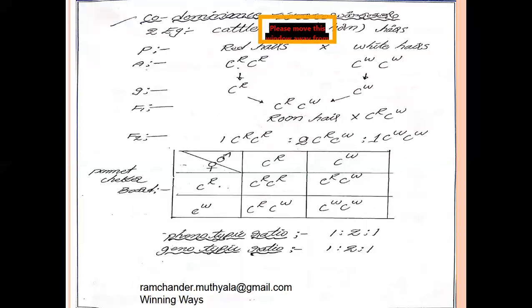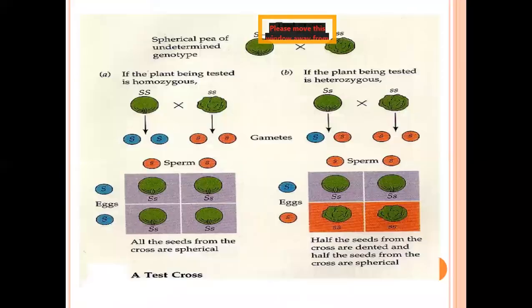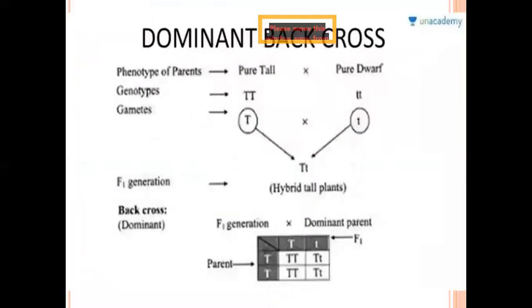And complete dominance. Complete dominance is explained by pea plants. The best example is pea plants. The parental pea plants are in homozygous condition. They contain tall, capital T genes. Another parental plant contains small t genes. These are in pure dwarf condition. These two parental plants produce capital T and small t gametes to form the F1 generation. The F1 generation is in heterozygous condition.